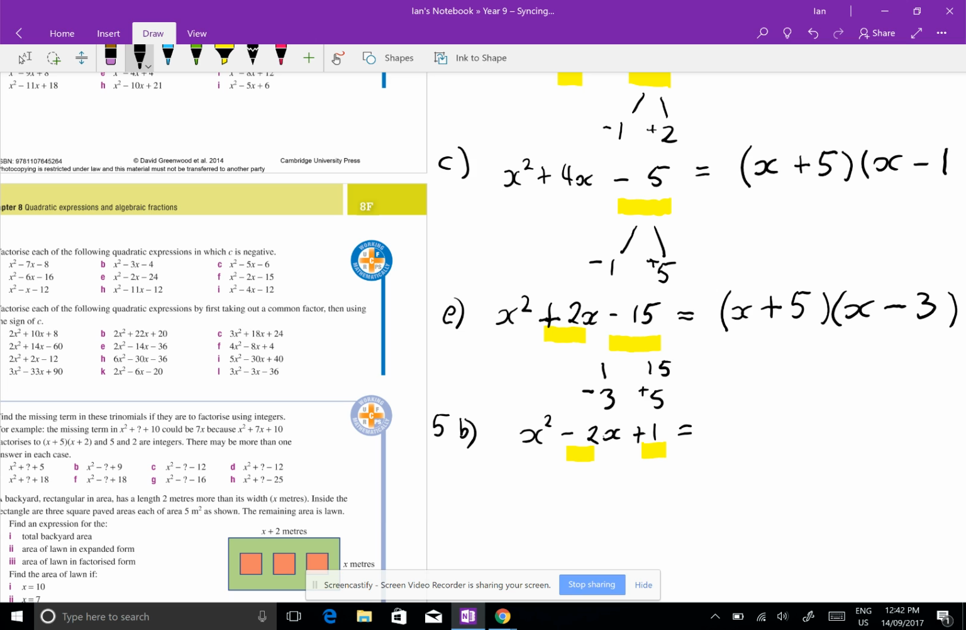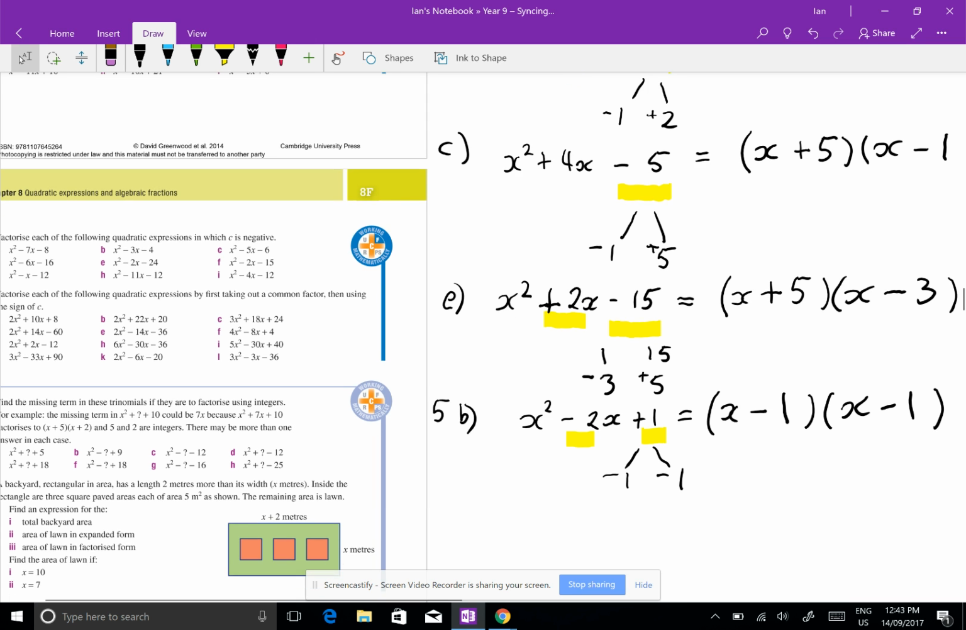Well, that can only mean one thing. They can only be two negative numbers. So x minus something and x minus something. That's the only way I can get a positive product and a negative sum. And I'm lucky, negative 1 and negative 1. So I'm going to x minus 1 and x minus 1. Product of 1 adds up to negative 2.